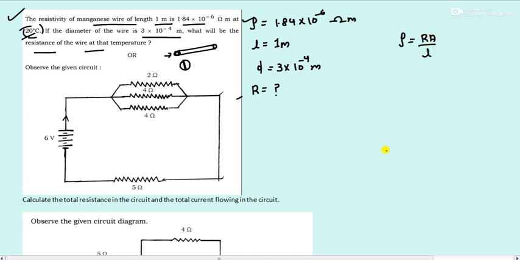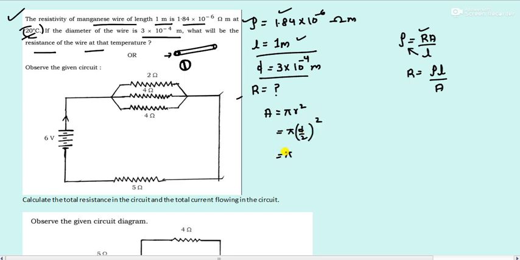I hope you know this. We need to find R. So R will be what? If you do cross multiplication, it becomes rho into L by A. We have rho, we have L, but do we have A? A is the area of the cross section of the wire. But we have been given the diameter. We know that the area of a circle is pi r square. Now what is r? It is d by 2, correct? So d by 2 whole square. So this becomes d square by 4, isn't it?